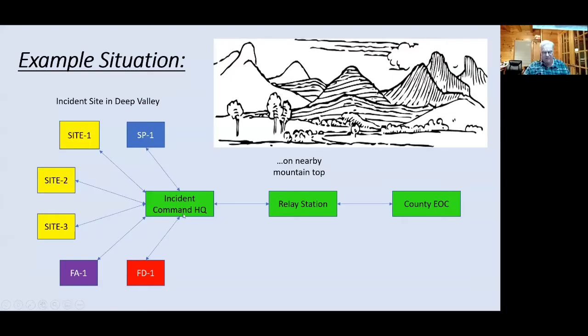the fire department stations. And that's all communications back and forth. And then the incident command forwards the messages back and forth to the relay station and back and forth to the county EOC.